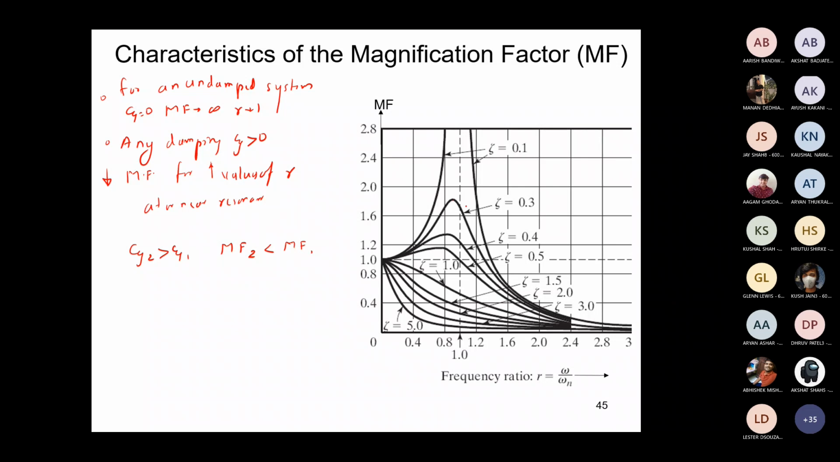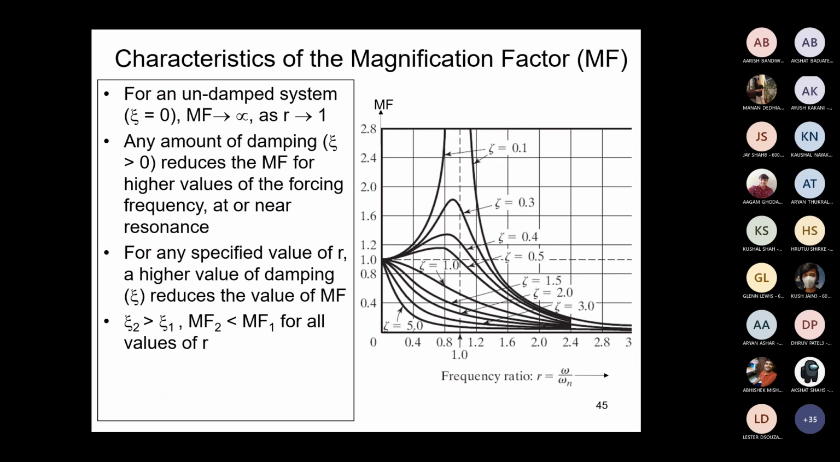So if this is say 1 and this is say 2, then here zeta is 0.4 and here zeta is 0.3, and the peak magnification factor for zeta equal to 0.8 is less than for zeta equal to 0.4. Right, so these are characteristic features.